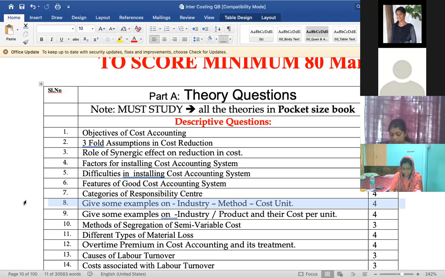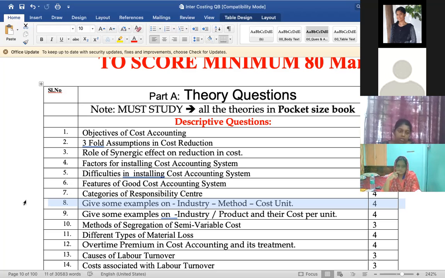Each contract. Cool drinks, single costing, cost unit. Car assembly, cost unit. Very good. Motor repair workshop, job costing, cost unit. And chemical industry, cost unit.